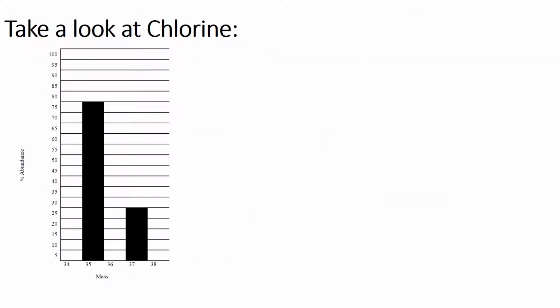So let's look at chlorine. Chlorine has two stable isotopes. One of them is about 75%, and the other one is about 25%. So about 3/4 is this isotope, and 1/4 is this isotope. The first isotope has an atomic mass of 35, and the other has an atomic mass of 37.